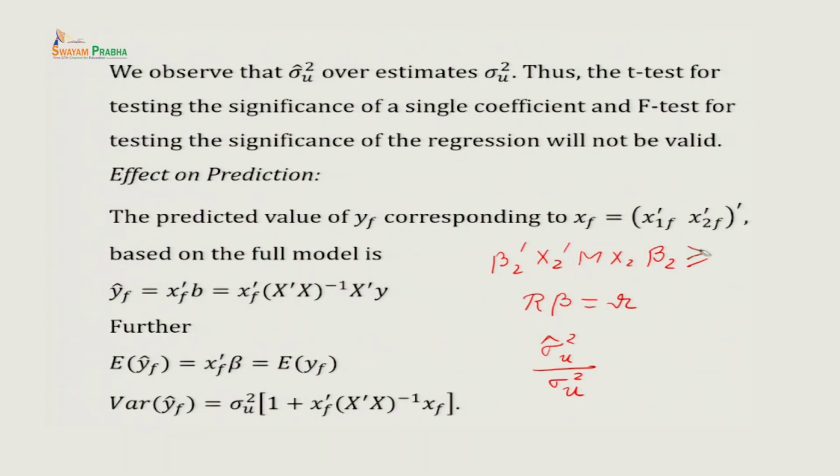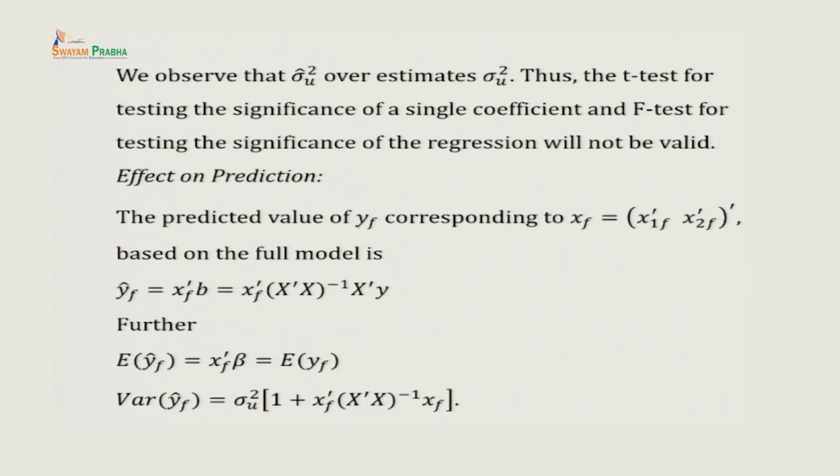Now, we observe the effect of misspecifying the model on prediction. So, suppose the predicted value of y f corresponding to x f, where we write x f equal to x 1 f transpose, x 2 f transpose, then transpose of this. So, actually you have partitioned x f as x 1 f, x 2 f.